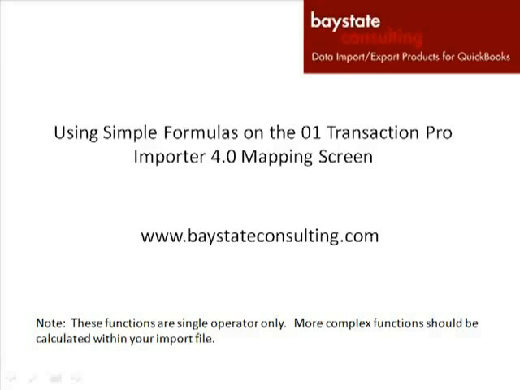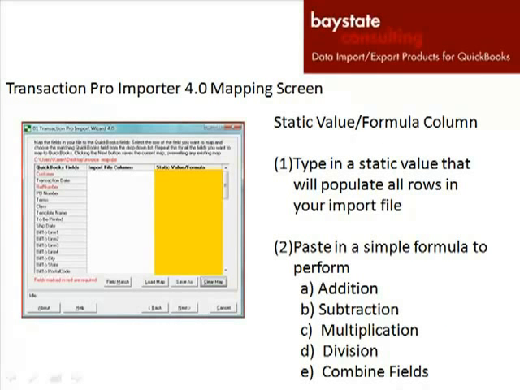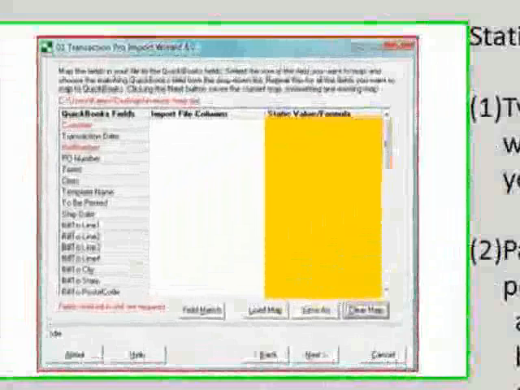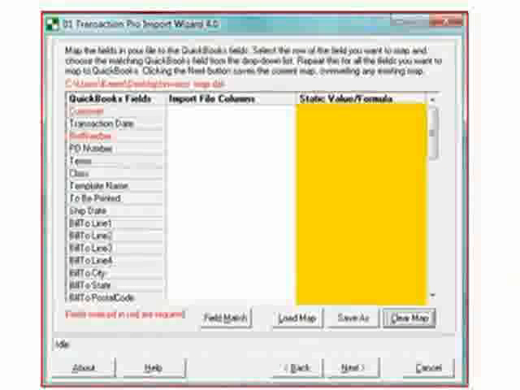Please note that these functions allow for one operator only. More complex functions should be performed within your Excel file. On the left-hand side of the screen, you will see the Transaction Pro Importer Mapping screen. Today we'll be discussing the column highlighted in yellow, or the static value formula column.